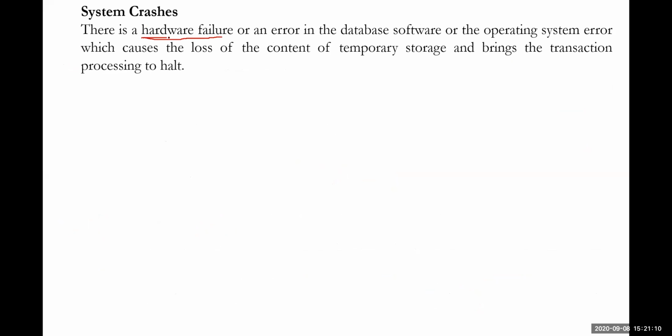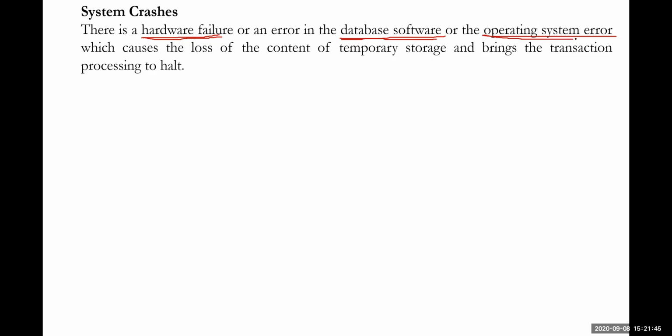System crashes majorly include hardware failure. Hardware failure occurs in terms of disk failure, random access memory failure, and network failure, in terms of bandwidth. Low bandwidth will be available when data is being transmitted over the network. These are all hardware failures. And database software failure. Sometimes the database software cannot be installed properly, so that you cannot enter the data in a proper way. Or sometimes the operating system itself will provide some kind of error.